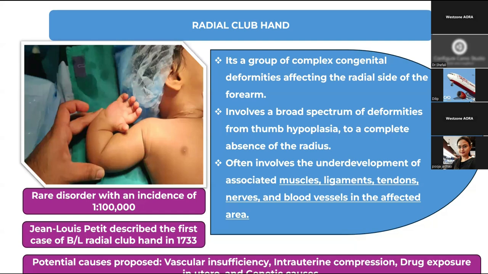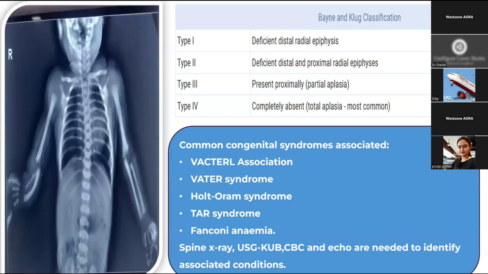So I would just like to shortly discuss radial club hand. That is just a group of complex congenital deformities affecting the radial side of the forearm. It can involve a broad spectrum of deformities from thumb hypoplasia to a complete absence of radius, and it involves the underdevelopment of the associated connective tissue and neurovascular bundle. It can involve from absent distal radial epiphysis to a complete absence of radius, and it is commonly associated with VACTERL syndrome, Holt-Oram, thrombocytopenia absent radius syndrome, and Fanconi's anemia. Hence, we ordered a spine X-ray, USG KUB, complete blood count, and 2D echo to identify the associated conditions. In our case, the patient was already diagnosed with VSD and treated for the same.